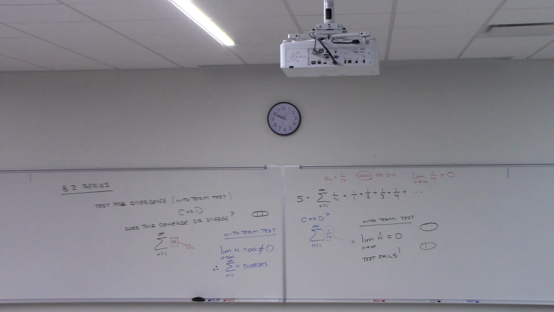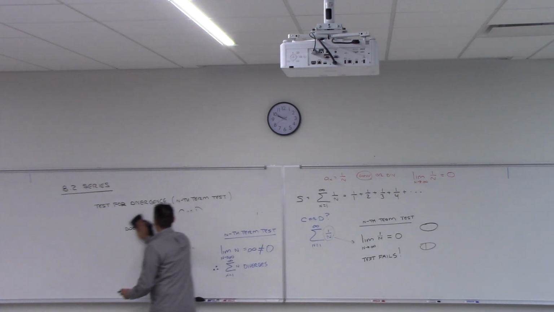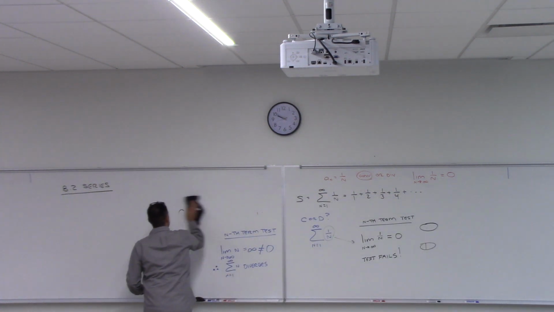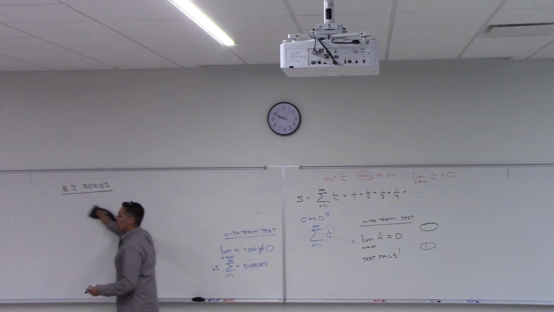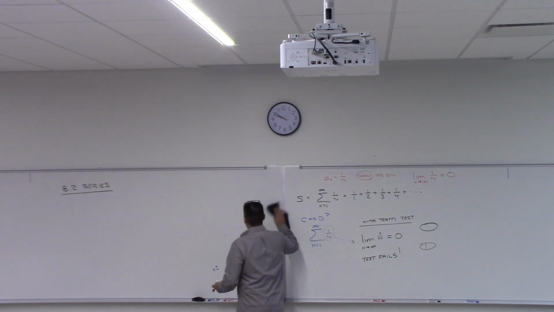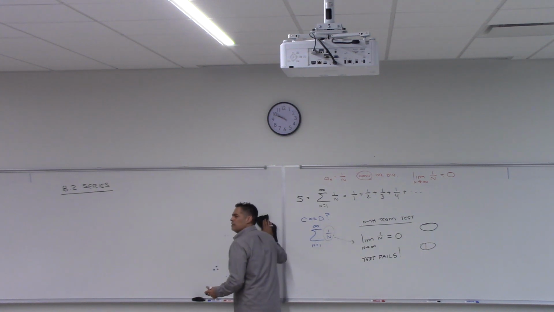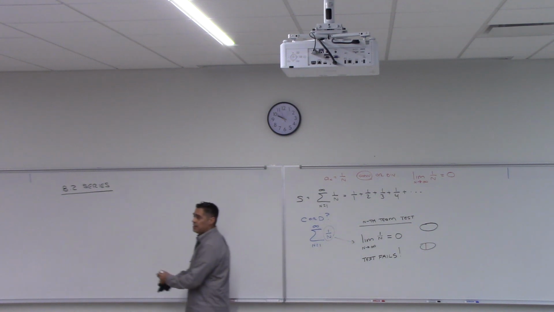So I have some examples here. I just did one, but I'm going to do a couple more. It says here, for you to show that all three of these what? All three what? Series. All three of these series diverge.